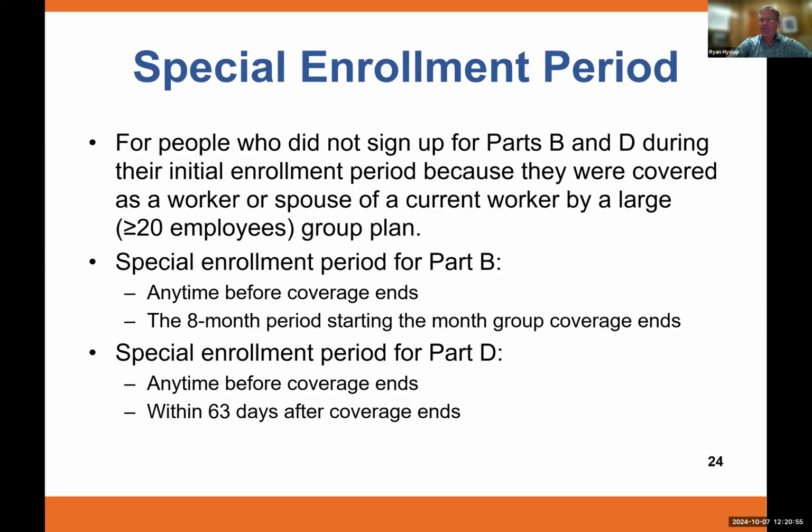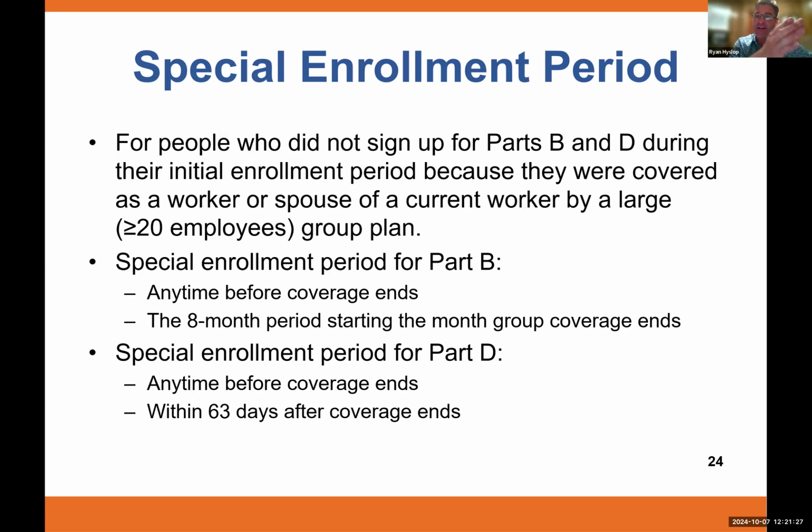All right, so special enrollment period. Remember, there's the initial enrollment period, which we just discussed, which will pertain to 90% of you. Then there's special enrollment, for people that did not sign up for B and D during their initial enrollment because most likely they were covered by a plan with 20 or more employees. I won't cover this much because most of you are UCSD, if not all. But if you have a spouse that works at, say, Qualcomm or something like that, and they're working till 68 or 69 or maybe even 70, they have creditable coverage and they won't need to sign up. So they'll go to the special enrollment period.